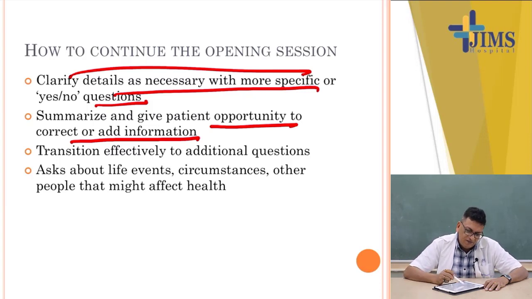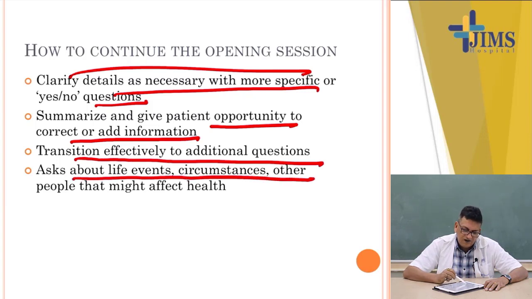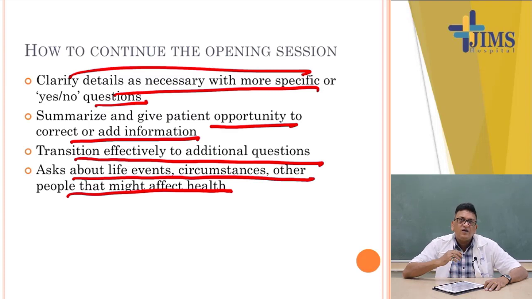Continue with the opening session with the patient. Transition effectively to additional questions. Ask about life events, circumstances, and other people that might affect health. These are the things which should be asked of the patient when the patient has conveyed the proper history, while narrating in a brief story what he or she has shared with you.